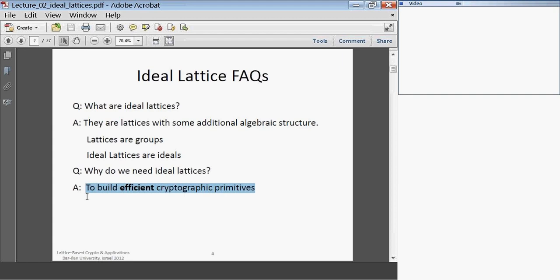The initial research in lattice-based crypto was very interesting from the theoretical perspective, as you have NP-hard problems, but it was highly inefficient. And it's only after introducing ideal lattices, also cyclic lattices, that this type of cryptography became actually practical.